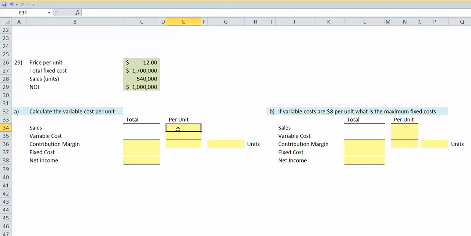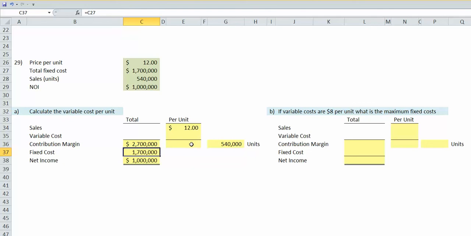We're told that our selling price is $12 per unit. We have fixed costs of $1,700,000, and we have a target net income of $1 million. In addition, we are told that we have the capacity or will sell 540,000 units. Again, to begin with, our first step is to calculate our total contribution margin required, and that will be our target net operating income plus our fixed cost. We need to earn $2,700,000.